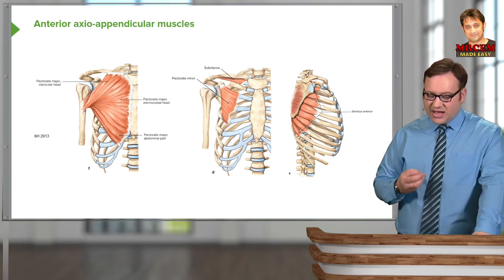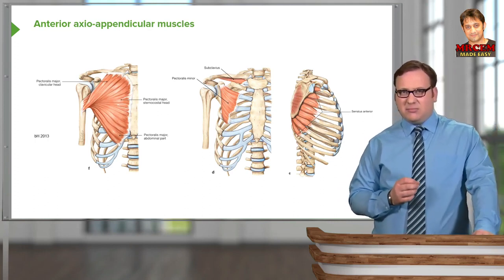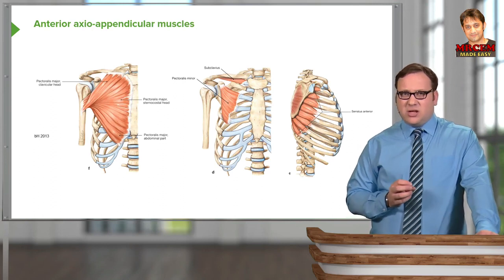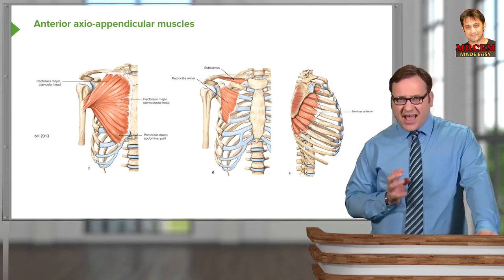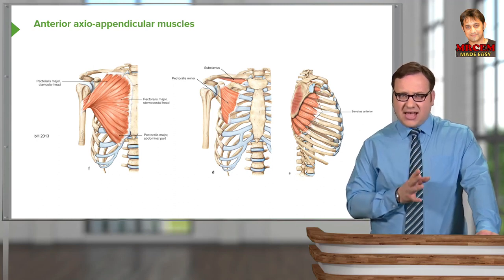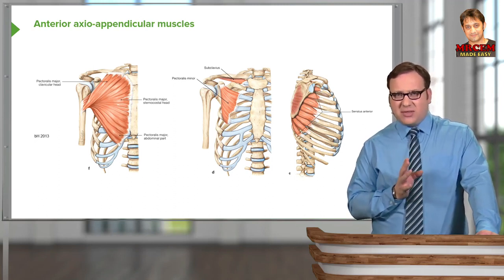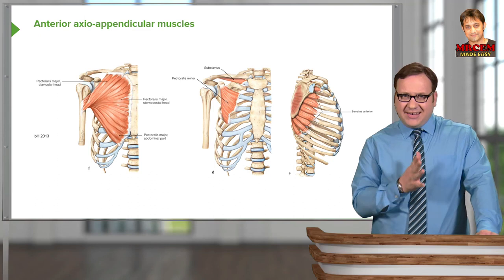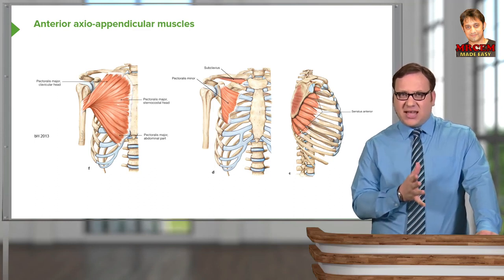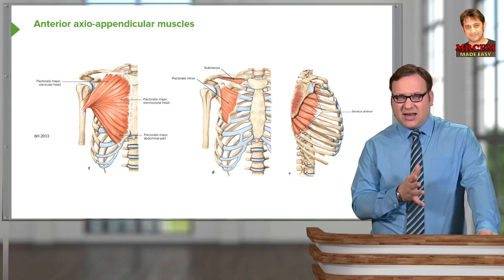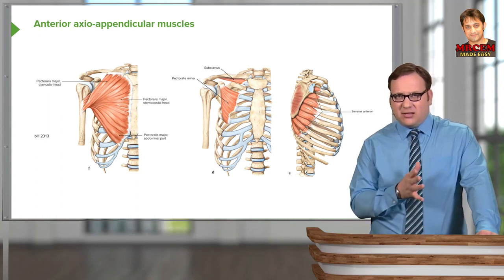So the anterior axio-appendicular muscles. What do I mean by axio-appendicular muscles? Well, these are muscles that run from the axial skeleton to the appendicular skeleton. So they run from the axial skeleton, the sternum, the ribs, the vertebral column, to the appendicular skeleton, which in this case is the upper limb, the superior appendicular skeleton, the clavicle, the scapula, the humerus.